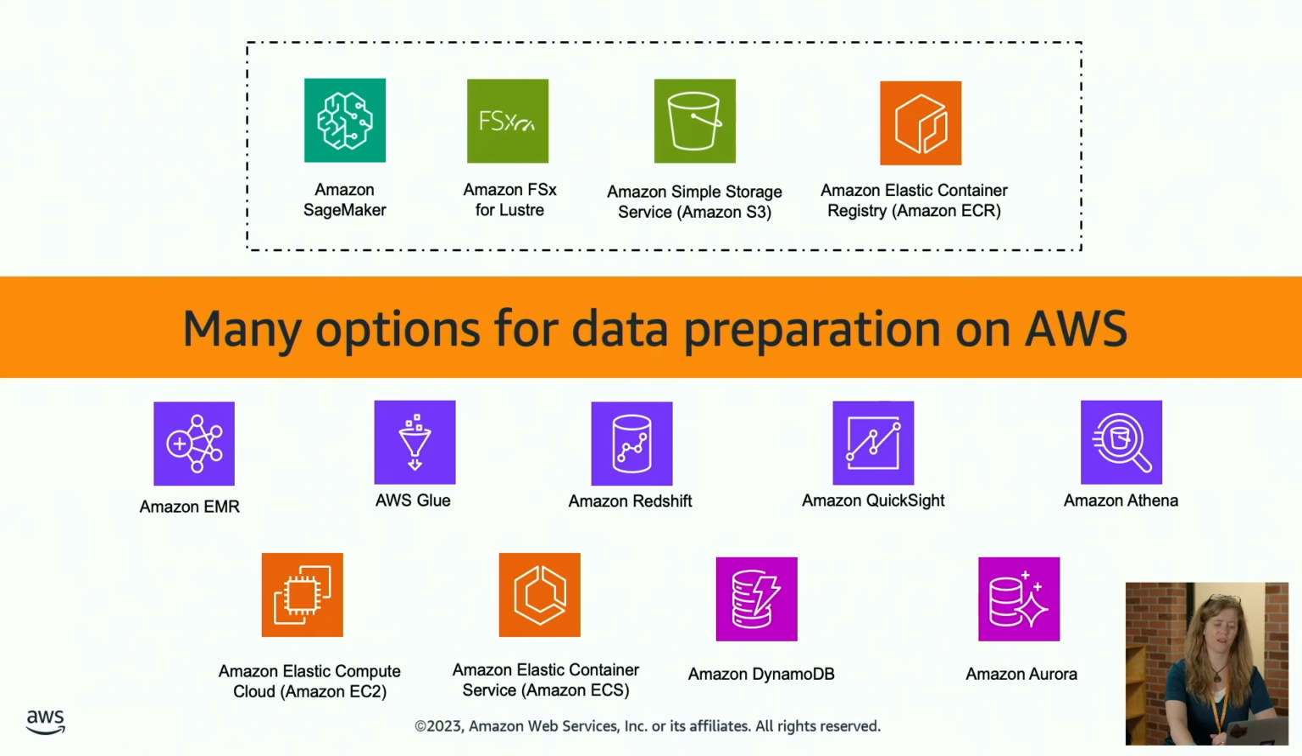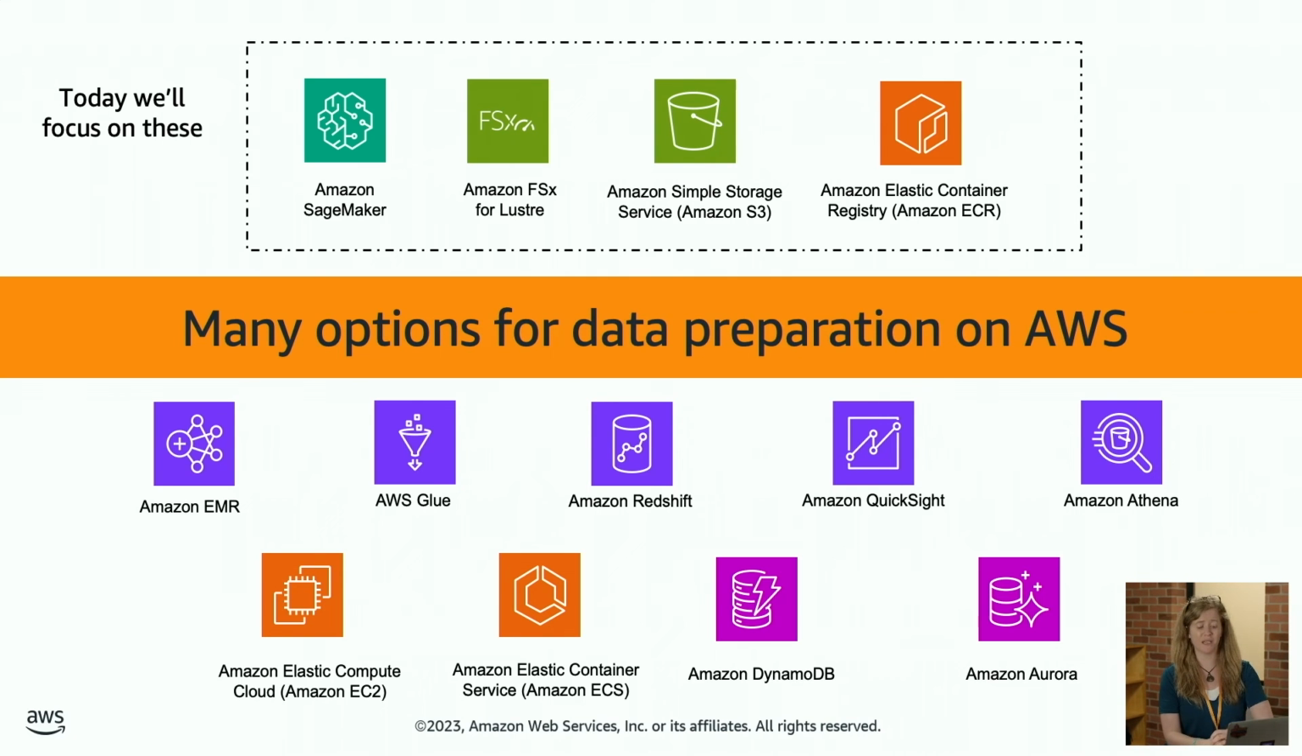So you have a ton of ways to do this on AWS. There are many, many different data preparation options on AWS. For the purposes of time, I am just going to laser focus on these top four. We're going to look at S3 buckets. We're going to look at storing images in ECR. We're going to create FSx for Lustre, and we're going to use SageMaker.